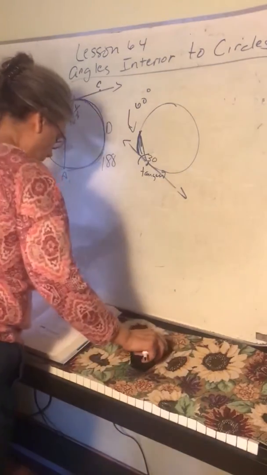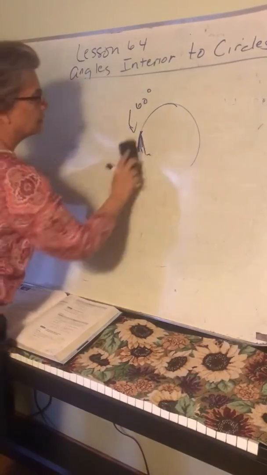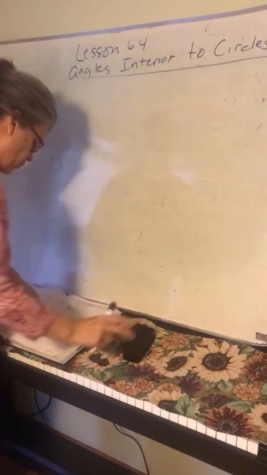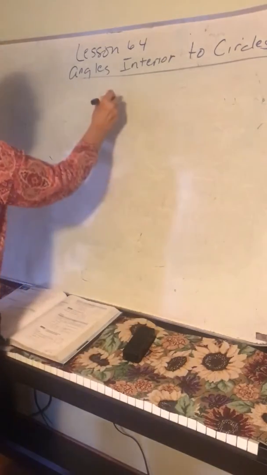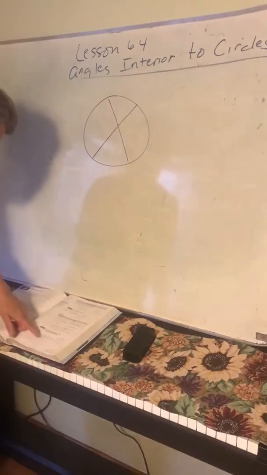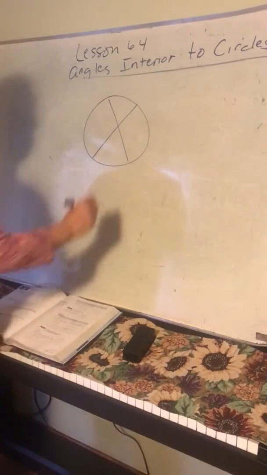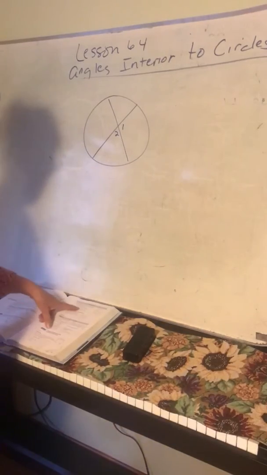Okay, now we're going to look at a different type. That's for the tangents, and this is all explained real well in your book. Now we're going to look at the type that has 2 chords in the middle that intersect. They're not directly in the center. Mine kind of looks like they are, but they're not.